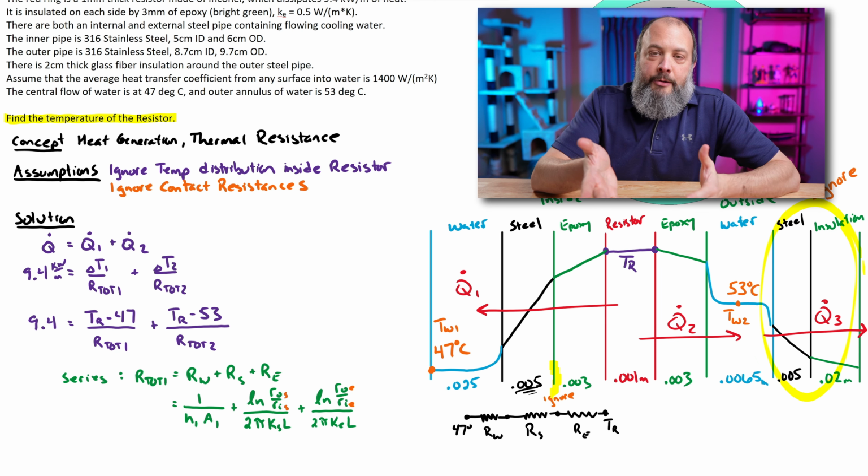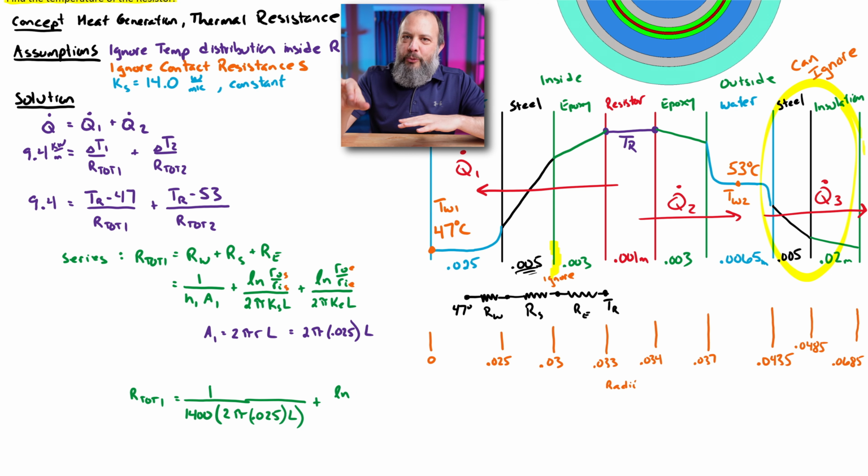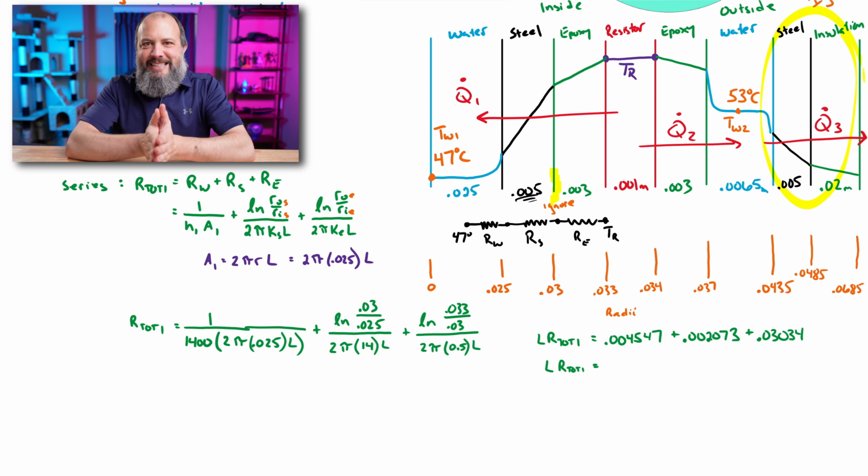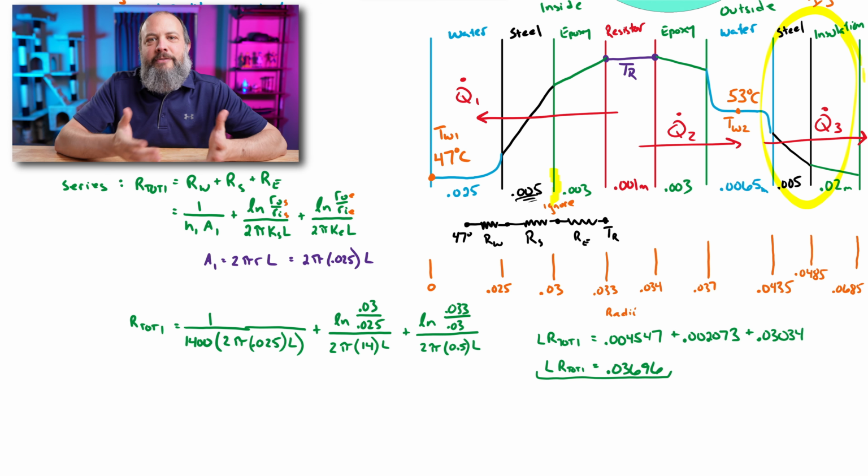Okay, so for the 1 over HA, I've got H of 1400. The area of a cylinder, 2 pi r, that's the perimeter, times the length. And then I'm plugging in 0.03 and 0.025 as the outer and inner radius for steel, along with the K value of steel that I was given in the problem statement. Then for the epoxy, 0.033 and 0.03 outer and inner radius, and 0.5 is the K value for the epoxy. I'm going to multiply every term by L just to get rid of it for now, but in actuality, I'll probably just plug in a 1 for it later. Just assume a 1 meter length of pipe. But for now, I get 0.03696 as the thermal resistance on the inside of the pipe.